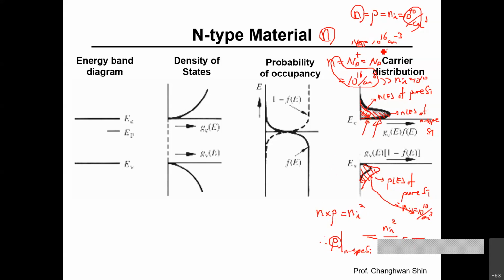If I'm using this number, 10 to the 16 here, then you're going to get 10,000 holes available per cubic centimeter. So the minority carrier concentration has become super low. Originally, without any dopant atoms, the silicon material has 10 to the 10, 10 billion holes per cubic centimeter. But now, because the silicon is doped with donors, the number of electrons is increased a lot up to the donor concentration. However, the minority carrier concentration has decreased a lot.